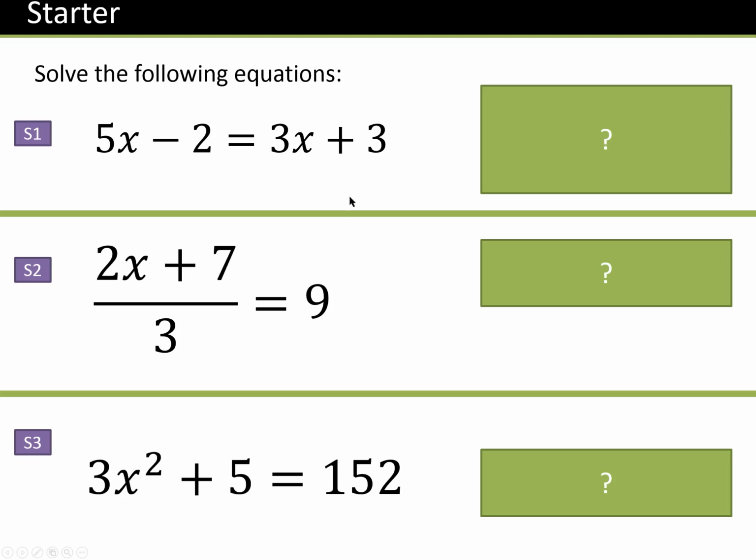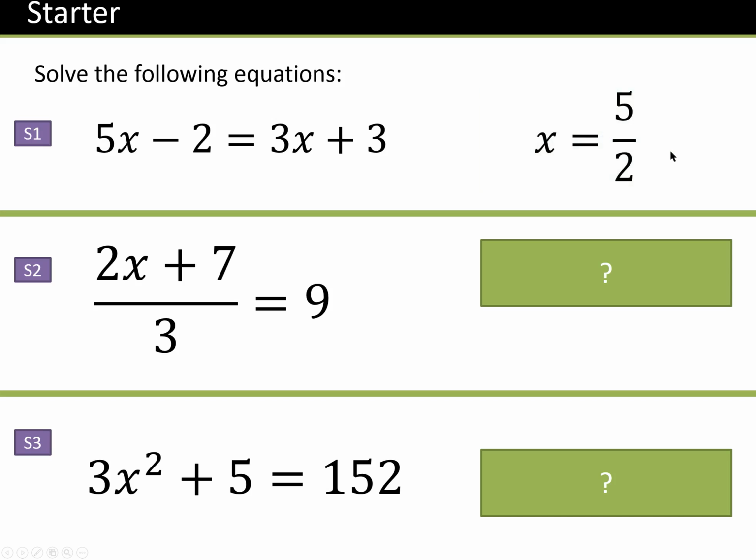Solve the following equations. This is just a warm-up exercise. Hopefully you've learned how to do this. You get the letters on one side, numbers on the other side, and you end up with that. For the second one, you multiply both sides by 3, so you get 27 on the right-hand side. Subtract 7, so you get 20 divided by 2.